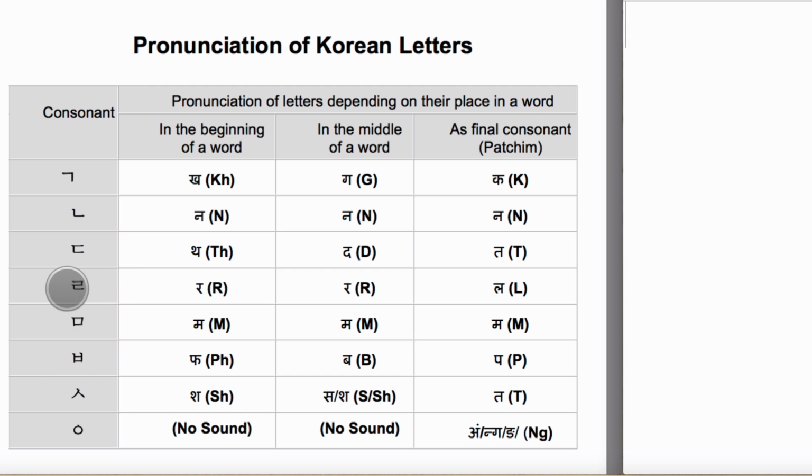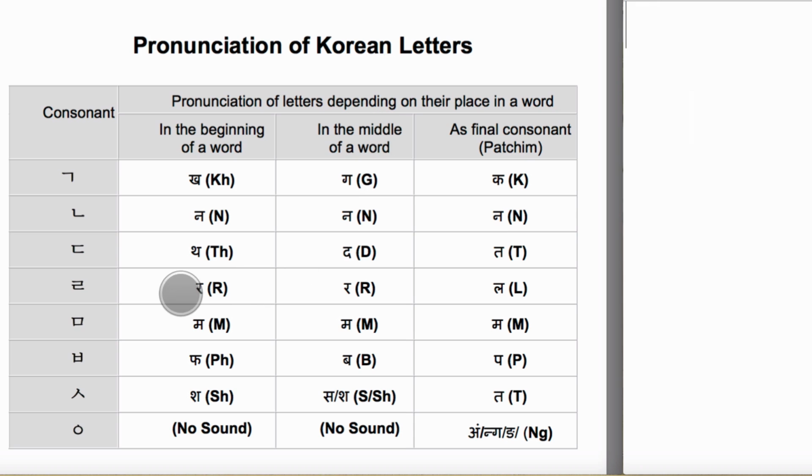Now we have the next character, Real. It is pronounced as Ra when it is in the beginning or in the middle of a word, and L when it is in the Pachim position. So if you write this word, it will be read as radio, not ladio, radio. But when Real comes in the Pachim position, or even if it comes in the middle, like Nara, okay, and when it comes in the Pachim, like Salda, it will be Salda, not Sarda, Salda.